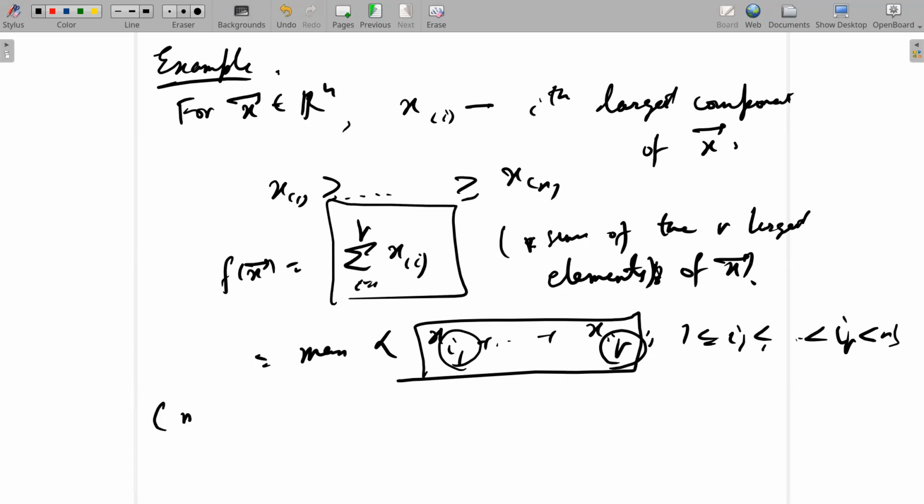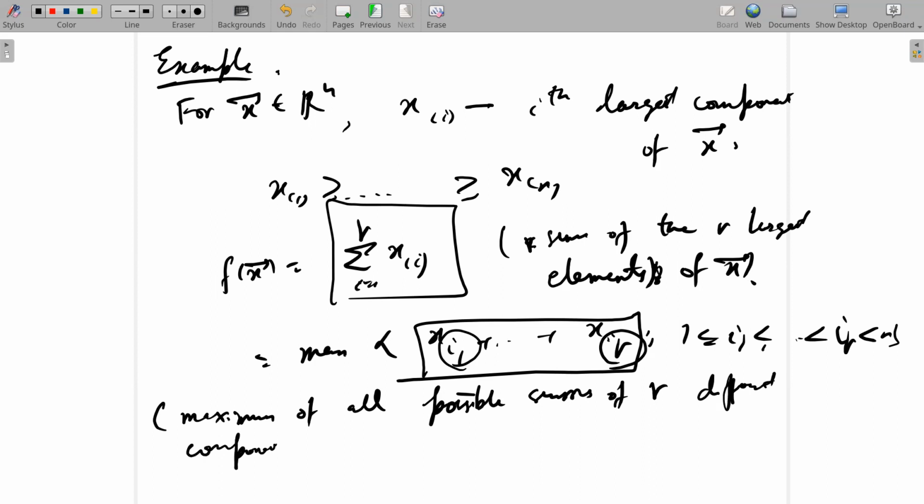So this is what? The maximum of all possible sums of r different components of the vector x. That is about n factorial over r factorial times n minus r factorial, so just n choose r. That many elements at most in here. So you have finitely many things, so it is in fact the maximum.